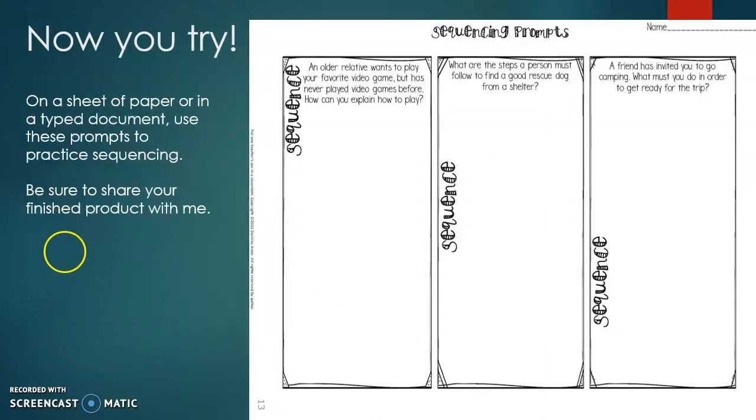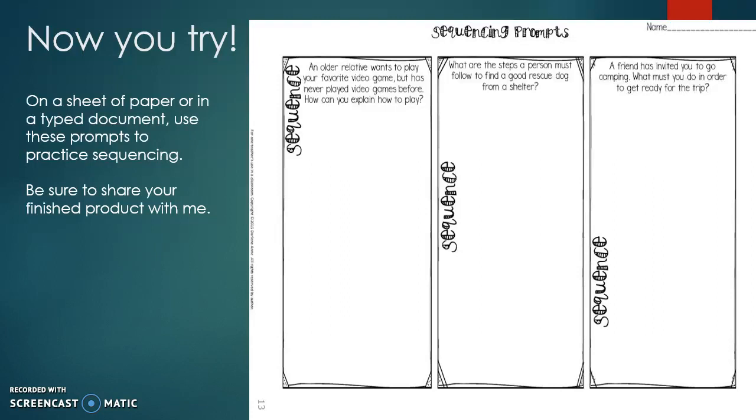Alright, so now this is where you guys get to practice. Here are some sequencing prompts. I want you to try to write at least a paragraph. So guys, a paragraph is 4 to 5 sentences, not 3, 4 to 5. And I want you to try to write it using sequencing. So remember we talked about those keywords: first, second, third, finally, last, next. Those are all sequencing words. So with these prompts, on another sheet of paper, you are going to answer these prompts.